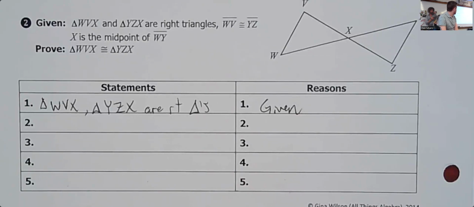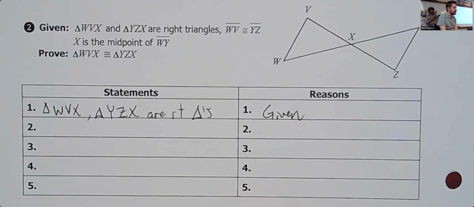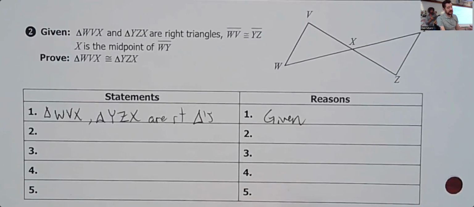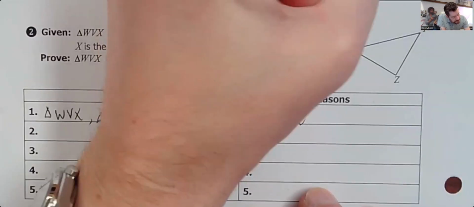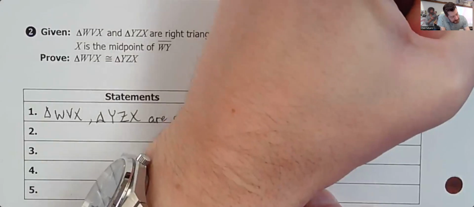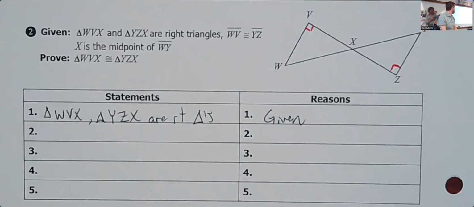Now here's the weird thing about this. Which ones are the right angles? Do we know? V and Z, right? Yeah. So V and Z. Those are our right angles, which is important to know where the right angles are, because if you don't know where the right angle is, then you don't know where the hypotenuse is, which is a very important part of this process.